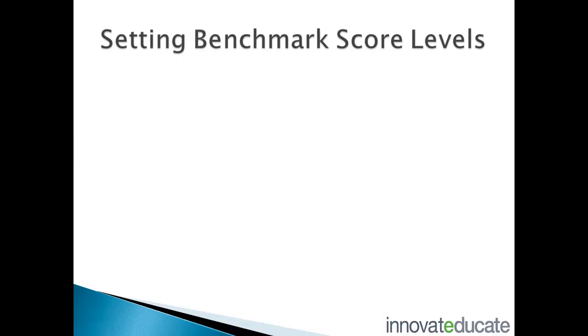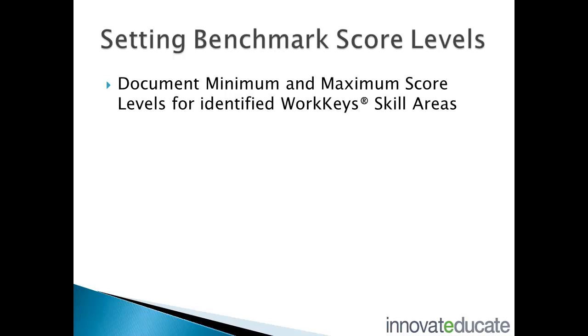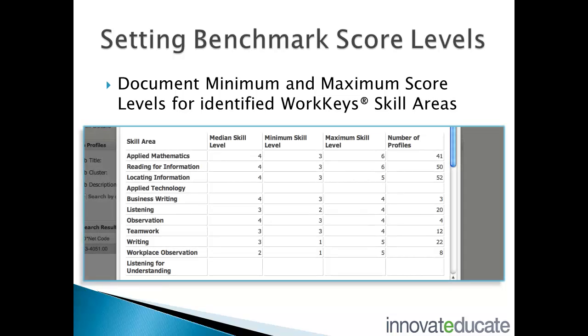Now that you have located a job profile with a task list that matches your position, you are ready to document the score levels for the WorkKeys skill areas you wish to prefer. You will recall from Step 1 that we identified reading for information as a skill area that matched the needs of our job. From the job profile for our position, we can take note that the score range representing effective performance for the skill area reading for information is 3 to 6.